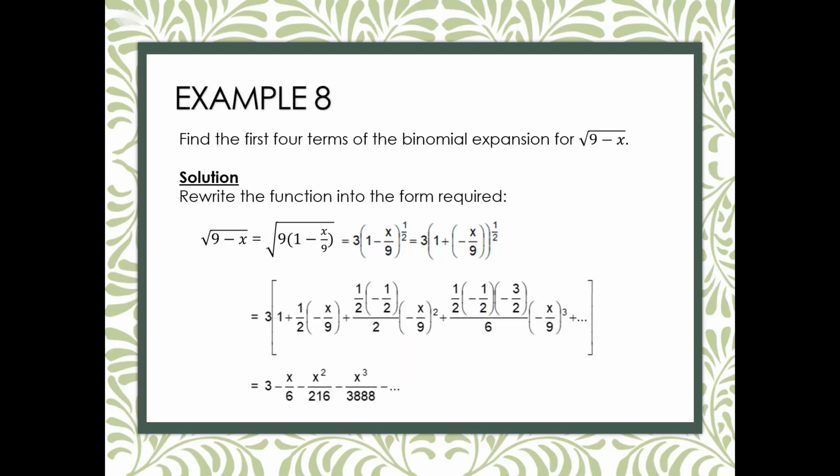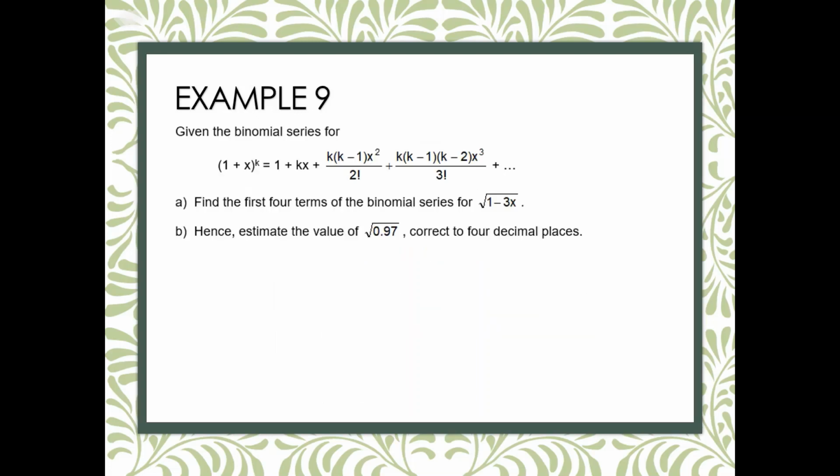You will obtain 3 minus x/6 minus x^2/216 minus x^3/3888 minus so on as the first 4 terms of the binomial expansion for the given function. Refer to example 9. You need to find the first 4 terms of the binomial series for the function square root of (1 minus 3x) and hence estimate the value of the square root of 0.97 correct to 4 decimal places.